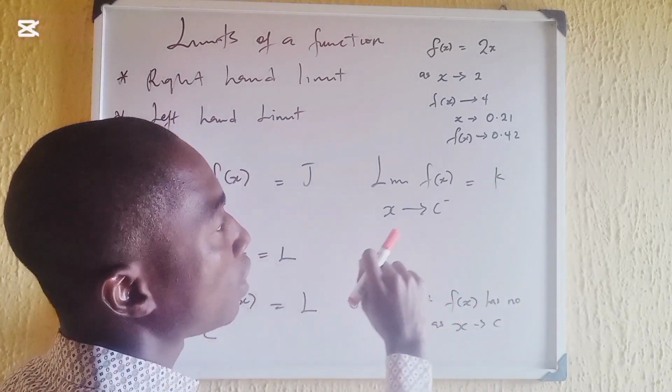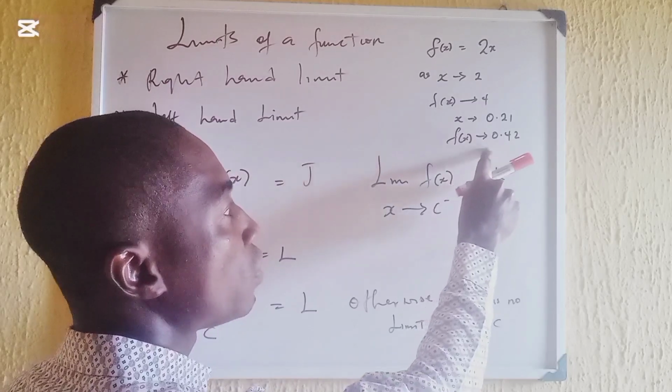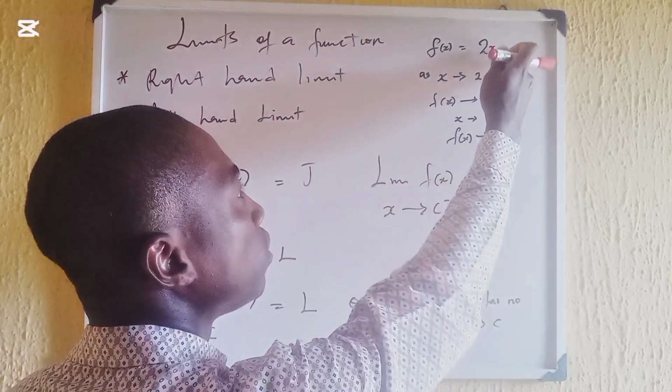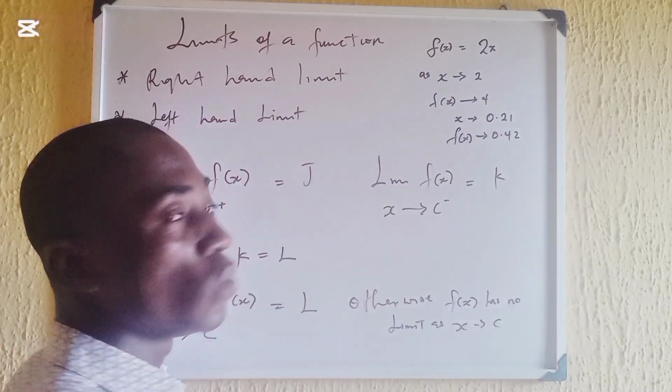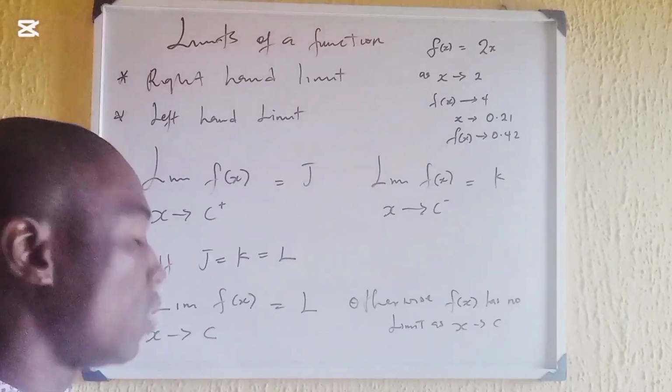Now look at the second example. As x approaches 0.21, f of x approaches 0.42. That's it. 2 times 0.21 will give us 0.42. So that's what the limit of a function is.